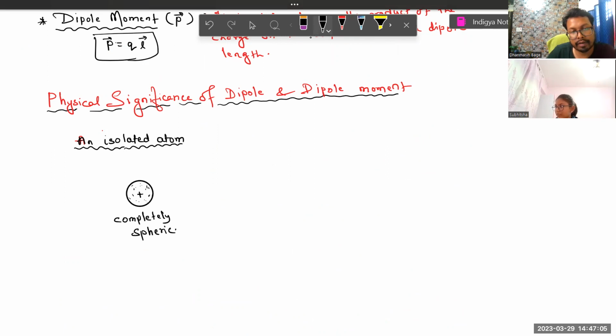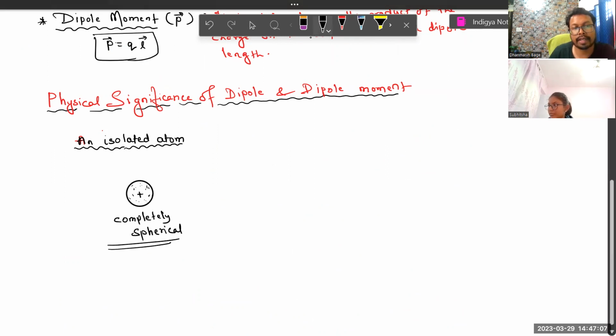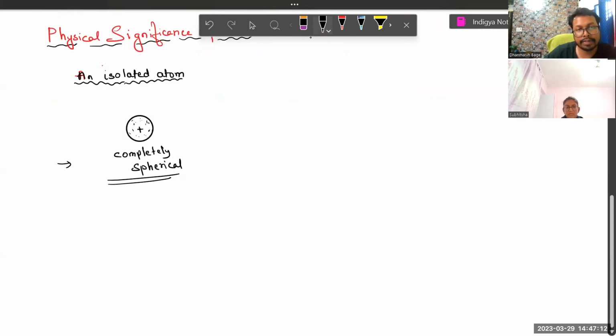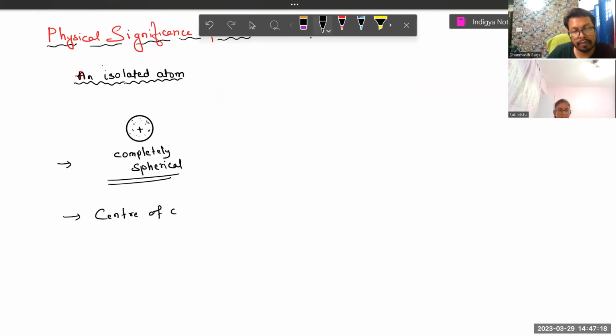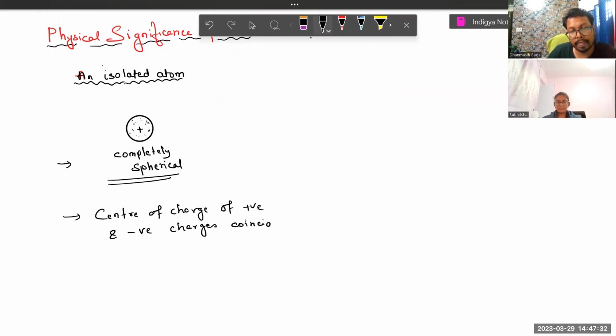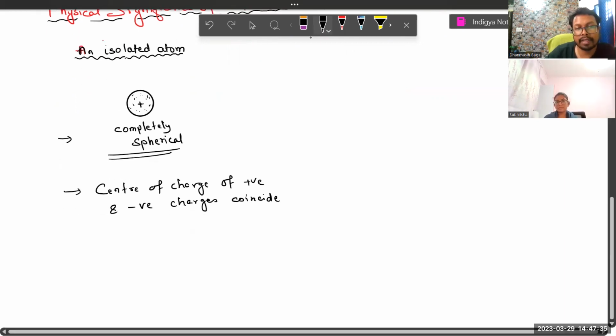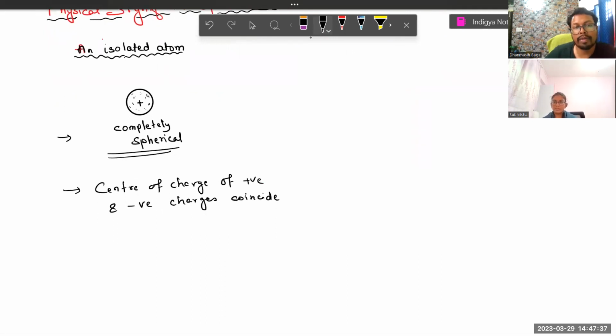Completely spherical. This is the thing. So in this case, here what happens, there are certain things. The center of charge of positive and negative charges coincide. It means, what do we mean by center of charge?